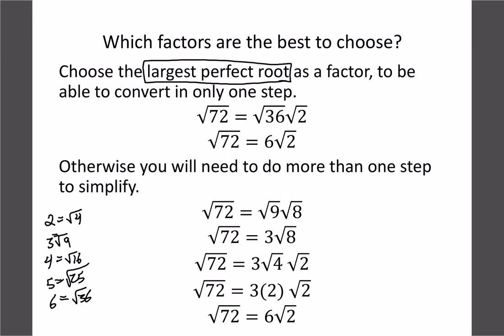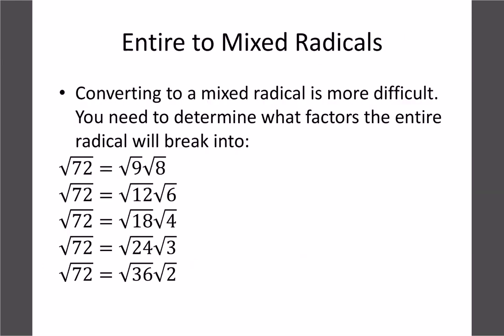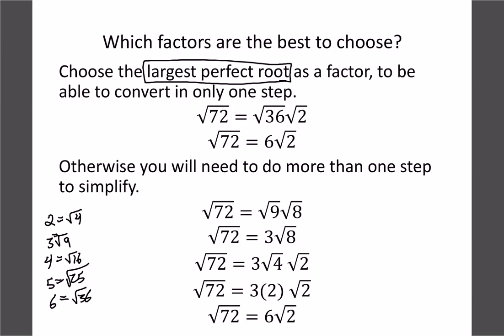If we were to look at our last page here again, at all of our different factors, we got 9, 12, 18, and so on. So 36 is the largest. So that's the one we want to choose. You want to pick the perfect root that's the biggest, which is 36. So you have 36 times 2 would give you 72. Then the root 36 breaks into 6, a regular 6, and we're done. So root 72 simplifies to 6 root 2.